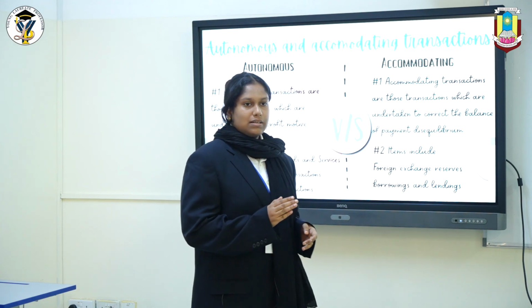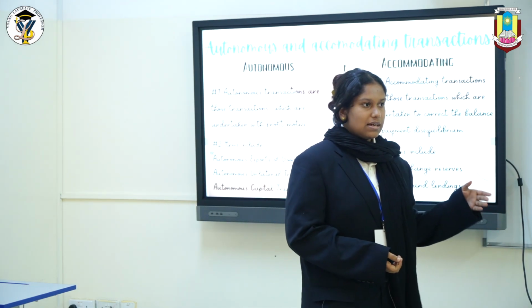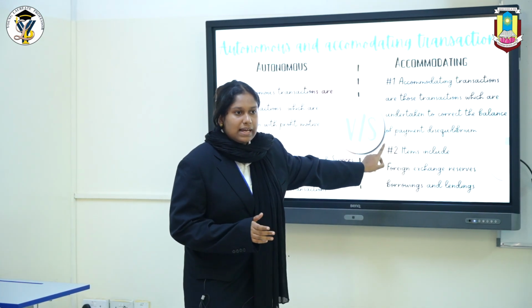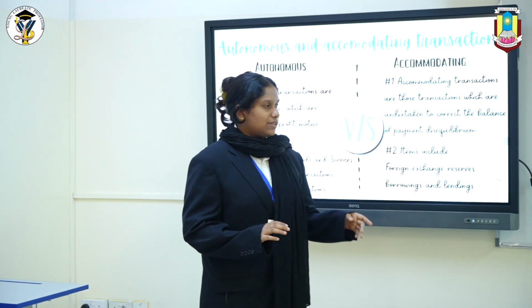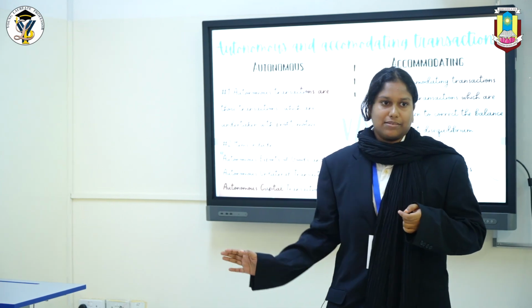So, when there is a disequilibrium in BOP, like exports of a country are not equal to the imports, the government takes accommodating transactions. Mainly RBI takes this by using foreign exchange reserves, and due to these transactions, the BOP is corrected and the exports will be equal to imports again.